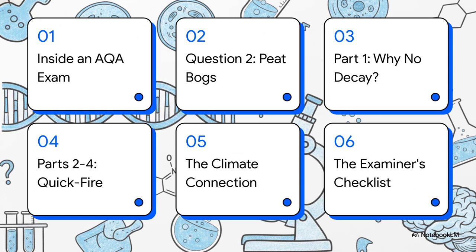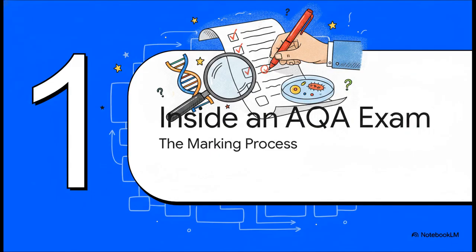Here's our game plan. First, we'll get a feel for the exam itself. Then, we're going to tear apart this big 10-mark question on peat bogs, piece by piece. We'll look at a tricky explanation, then some rapid-fire knowledge questions, and a final part that connects it all to climate change. And to finish, we'll wrap it all up into a handy examiner's checklist. All right, let's jump right in.